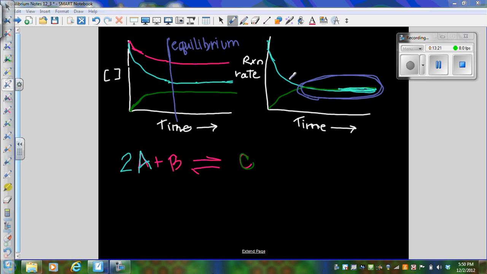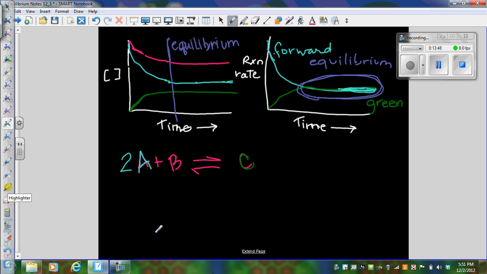So what that shows you is at this point we are in a state of equilibrium because the rate of the forward reaction, which is light blue, is equal to the rate of the reverse reaction, which is green. So graphically, that's how we represent it.